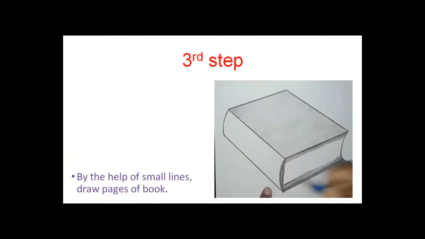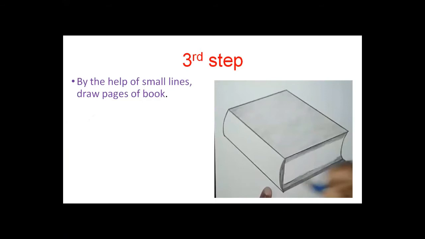In step number 3, with the help of small lines, draw the pages. Like this, we draw small lines on the lower side of the book, and these lines show the pages of the book. Okay, this is the third step.